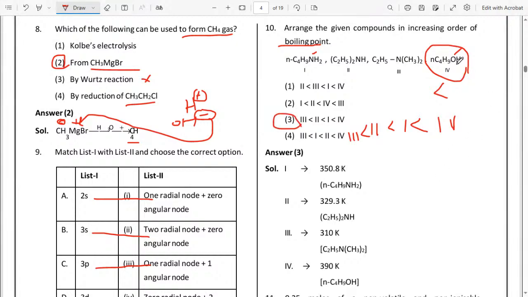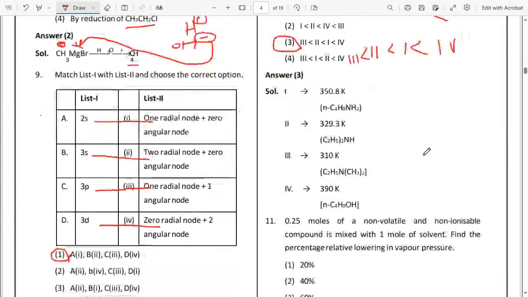Yes, students, alcohols are going to have a higher boiling point, and among amines, straight chain amines are going to have a higher boiling point compared to branched chain amines. So among these three amines, this has the highest boiling point, followed by this, followed by this. So option 3 is the correct option, friends. Boiling points are given here in the Kelvin scale.